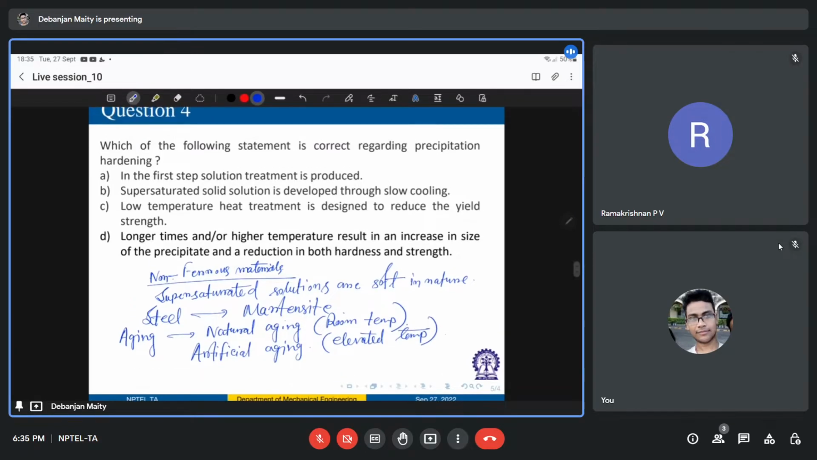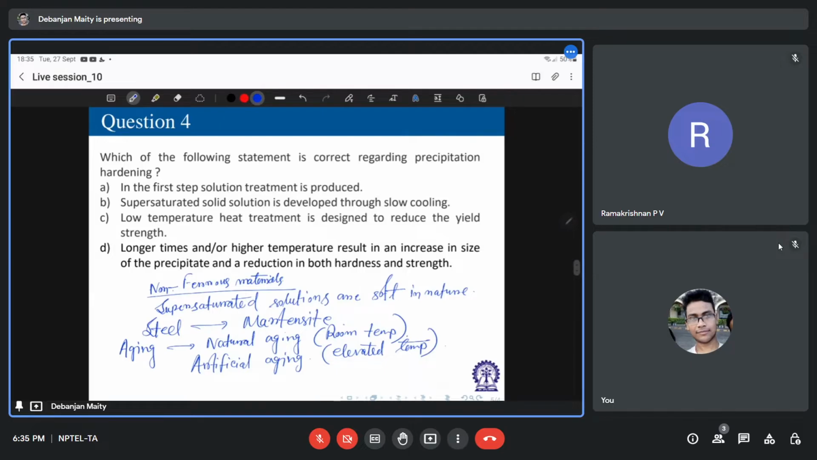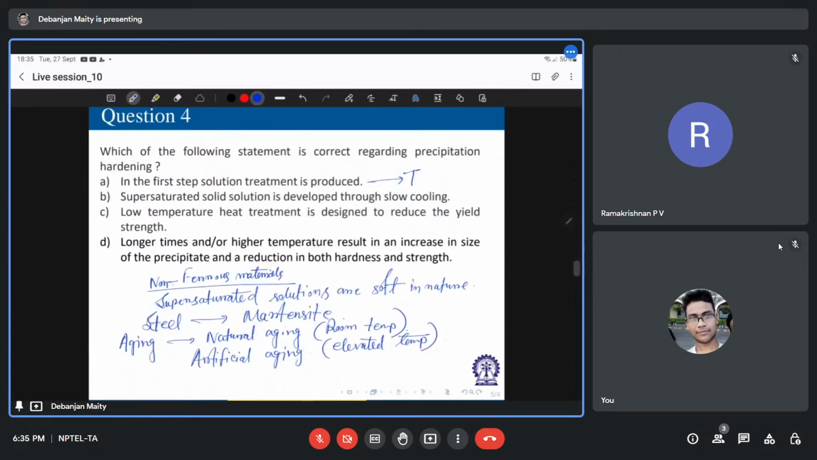So which of the statements are correct here? It says that in the first step solution treatment is produced. Yes, this is true. And then a supersaturated solid solution is developed through slow cooling. No, you have to do some kind of rapid cooling, otherwise it cannot form.